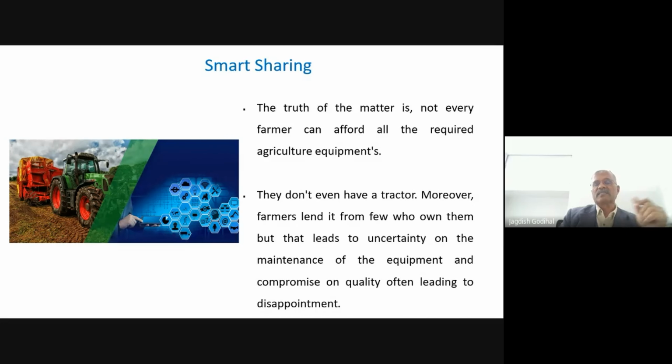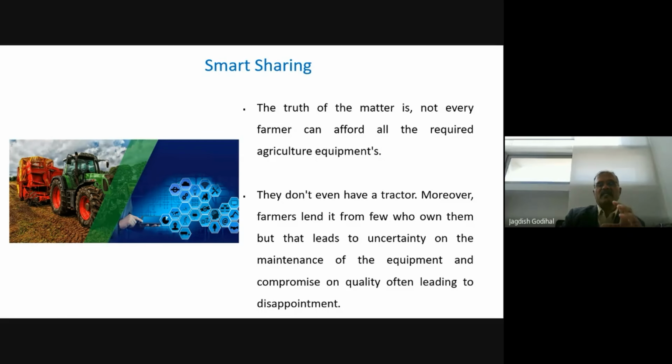In certain cases, there will be uncertainty. That means availability: how it is available, with whom, which farmer it is available with now. That also, if we are able to create that database, immediately at that given point, they can get the tractor or their implements to do that agricultural work. That is called smart sharing.